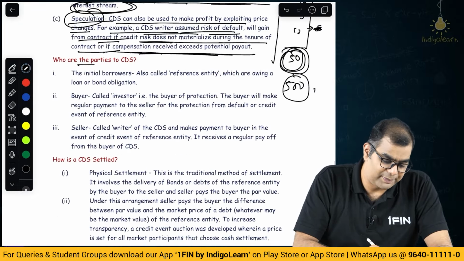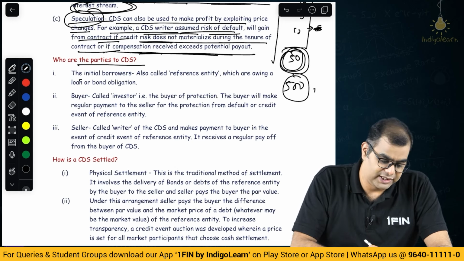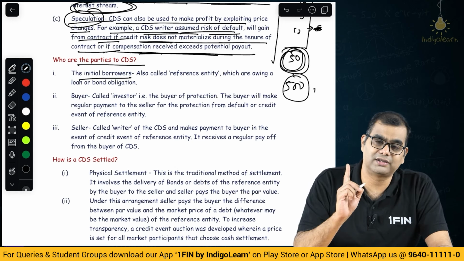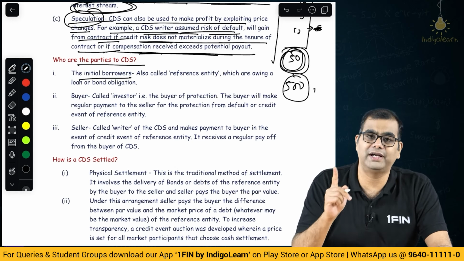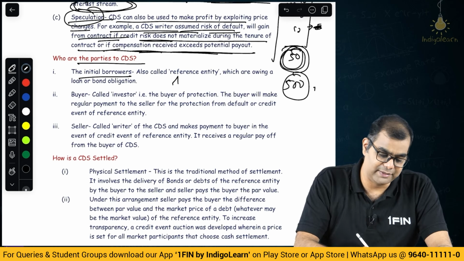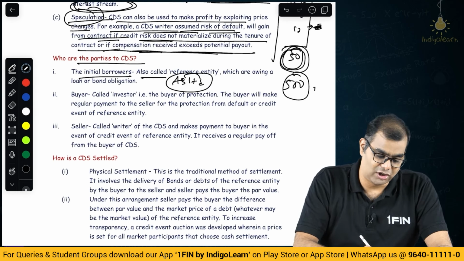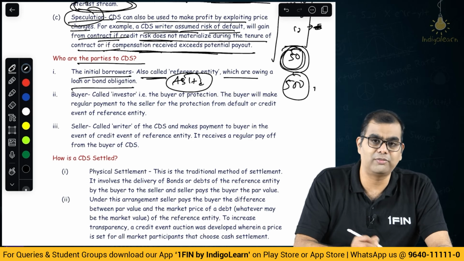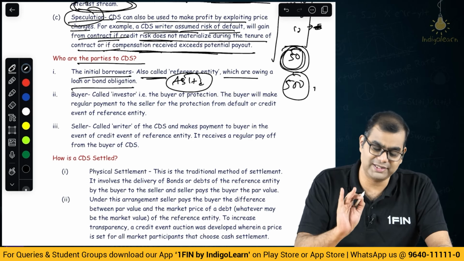Okay. Who are the parties to the CDS? This is very simple. Initial borrower. Who is the initial borrower? Student A, AB Limited, Deutsche Bank. This is AB Limited, also called the reference entity, who is owing the loan or bond obligation. So, AB Limited is a reference entity.